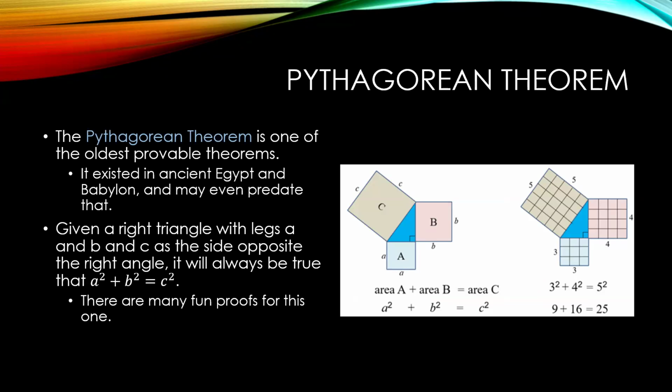The Pythagorean theorem, for instance, is one of the oldest provable theorems. It existed in ancient Egypt and Babylon and probably predates that. This is some ancient mathematics that people have known. Given a right triangle with legs A, B, and C as the side opposite the right angle, it'll always be true that A squared plus B squared is equal to C squared. Always, always, always. There are many, many proofs for this.